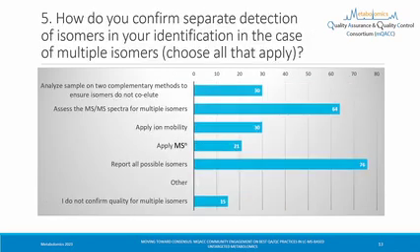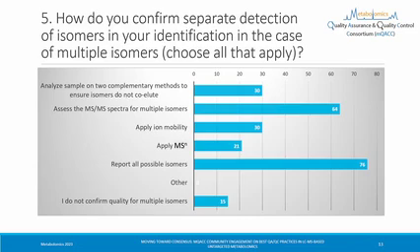And then the fifth question, how do you confirm separate detection of isomers in your identification in the case of multiple isomers being present? This is actually quite a common situation in untargeted metabolomics. There are a lot of isomers in biology. An isomer is everything that has the same molecular formula, so the same mass that we're measuring in mass spectrometry, at least in MS1, but they have a different chemical structure, a different arrangement of those atoms in space. Think about all the hexose sugars, leucine, isoleucine, and the list goes on and on.